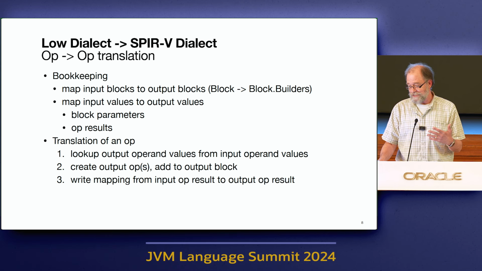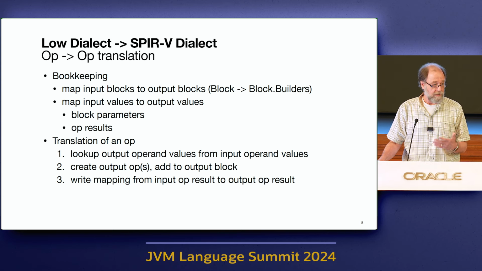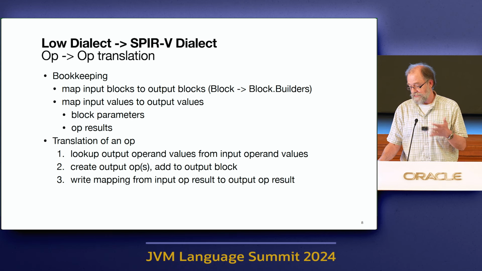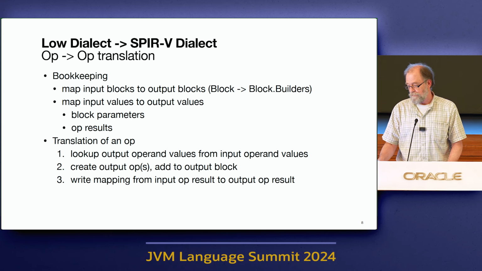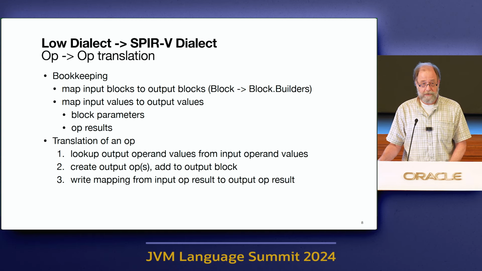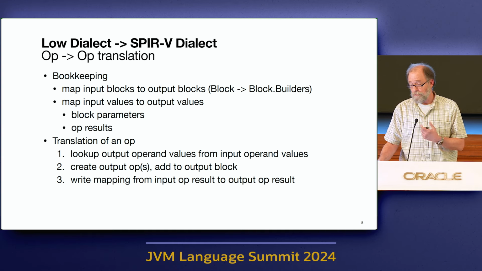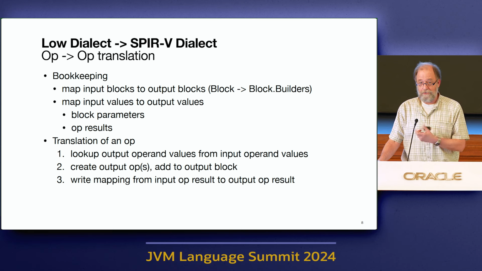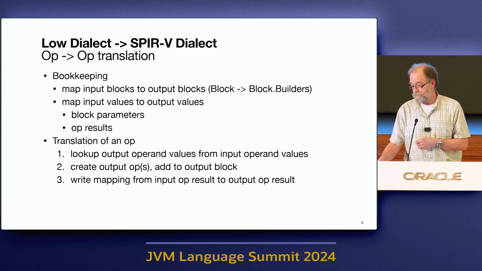So when I first looked at this task, I saw it as 2 things. One is bookkeeping, and the second thing is just the mechanics of doing the translation. The bookkeeping boils down to mapping input blocks to output blocks. They're not actually output blocks yet. They're unbuilt, so they're in flight. So that's represented by a thing in the code reflection API called the block builder.